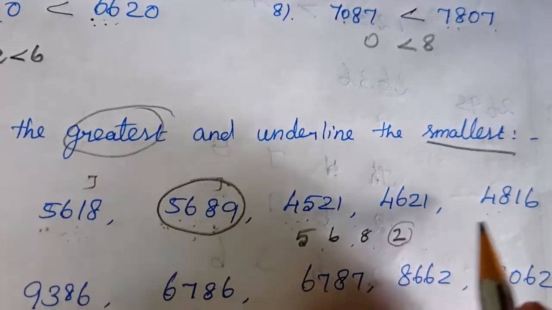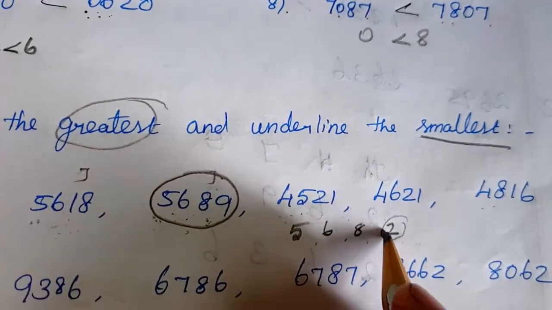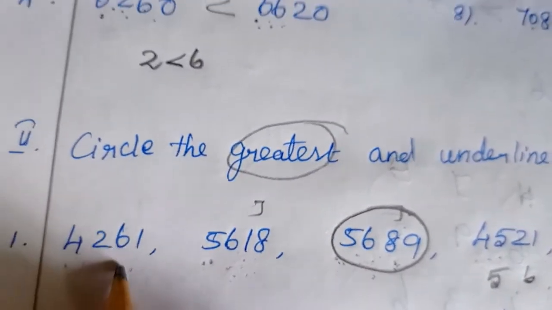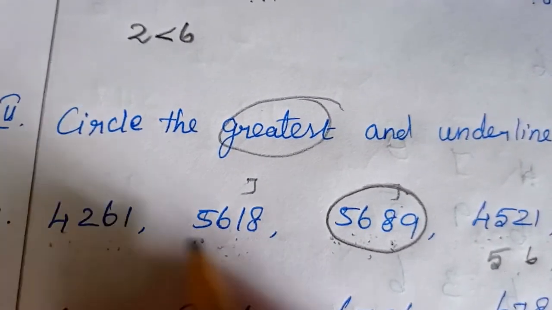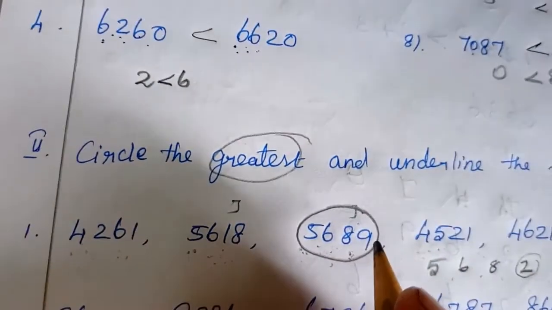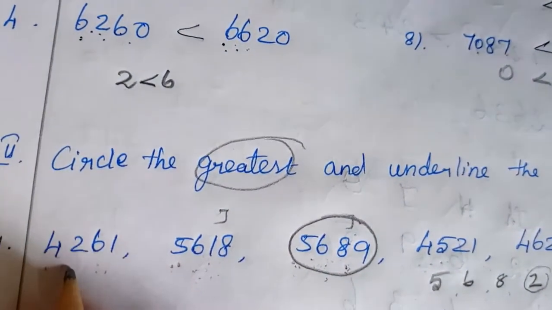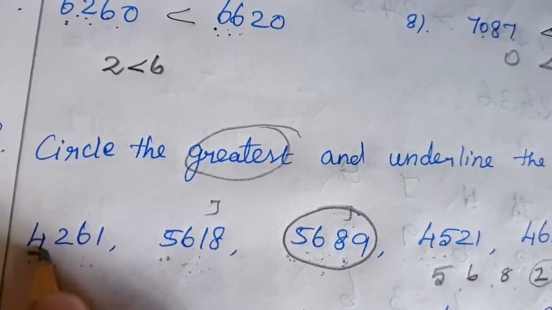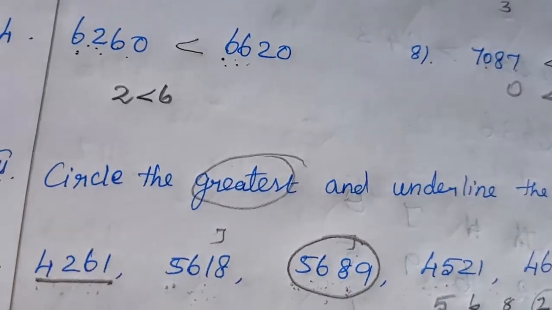Okay, so now children, the hundreds place value of 2 belongs to this number, 4261. So the smallest 4 digit number among this is 4261. So please underline this.